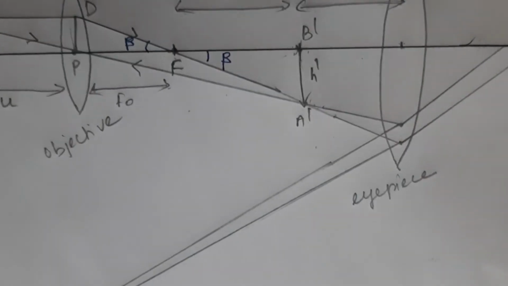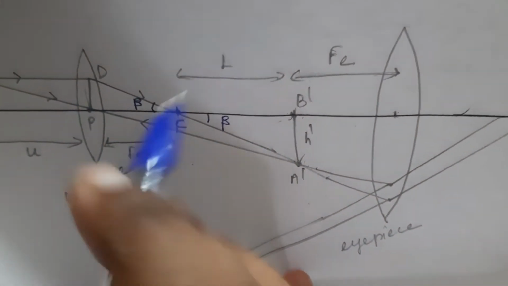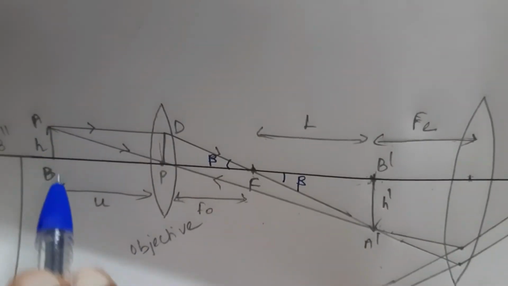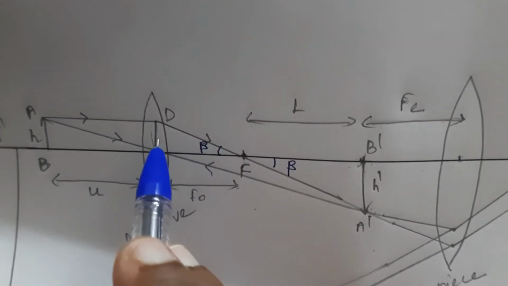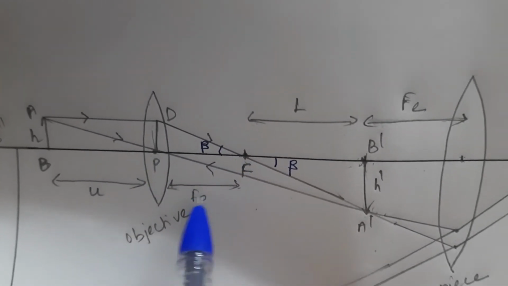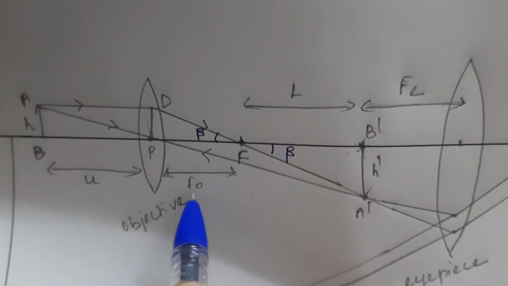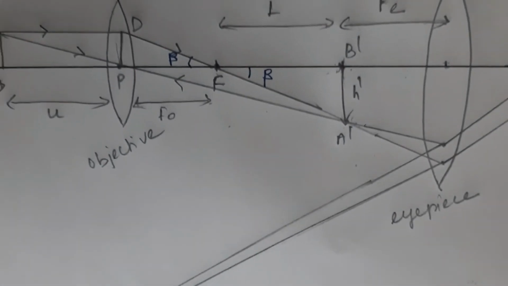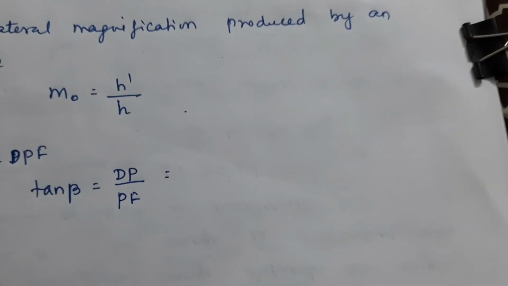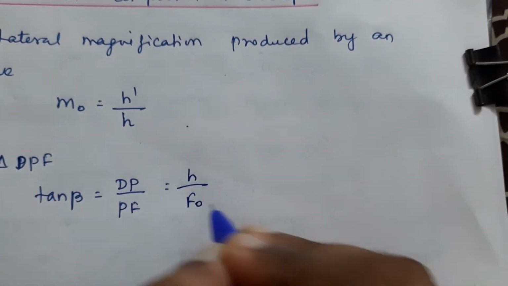In DPF, what is tan beta? Tan beta is opposite side by adjacent side. The opposite side is H. The adjacent side is nothing but the focal length, that is F0. So in triangle DPF, tan beta is equal to DP by PF, that is H by F0.